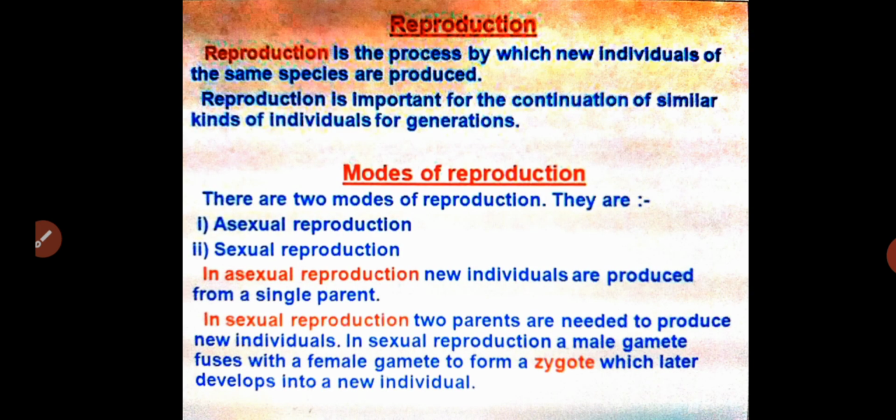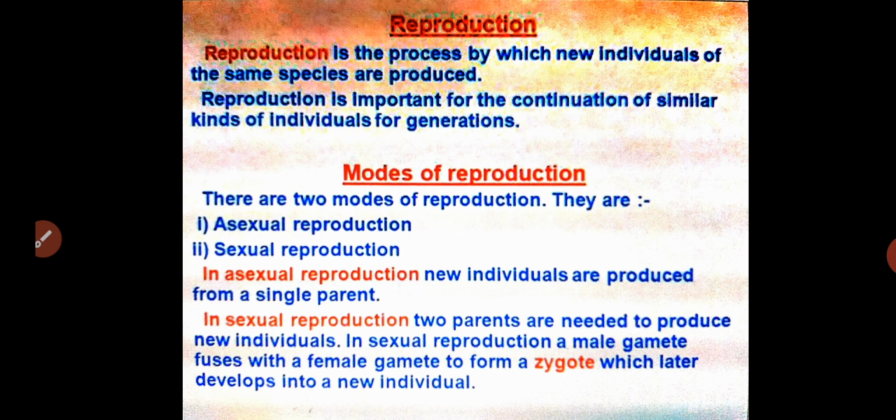So students, I already told you reproduction is a process by which new individuals of the same species are produced. Reproduction is important for the continuation of similar kinds of individuals for generations. So next, coming to modes or types of reproduction. Students, usually there are two types of reproduction. They are asexual reproduction and sexual reproduction. First you have to know the differences between sexual and asexual reproduction.